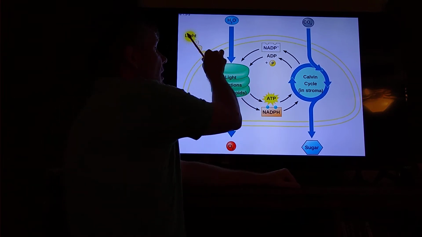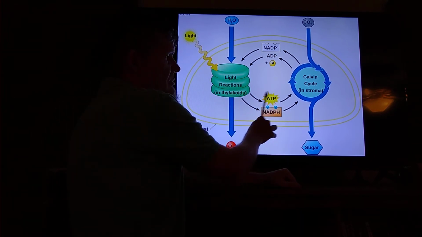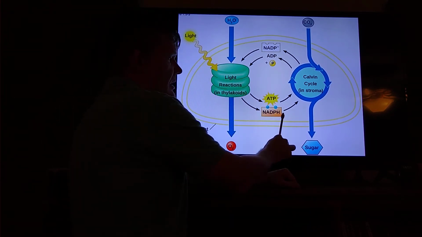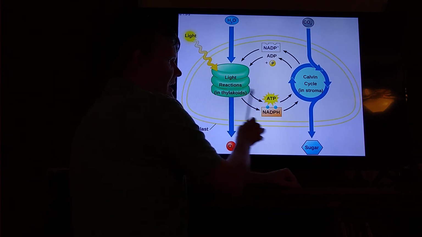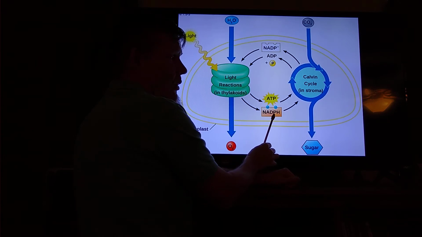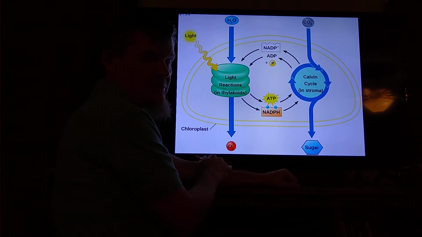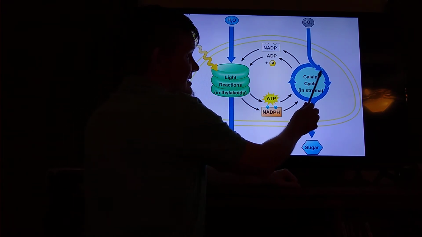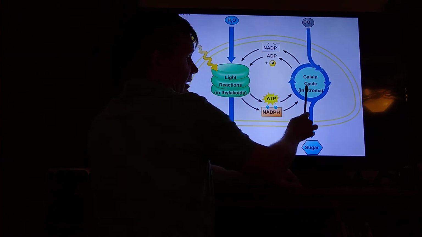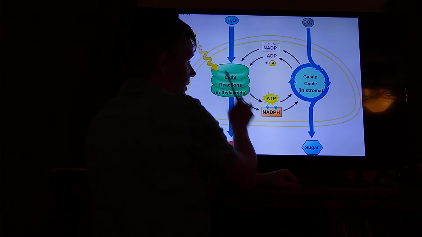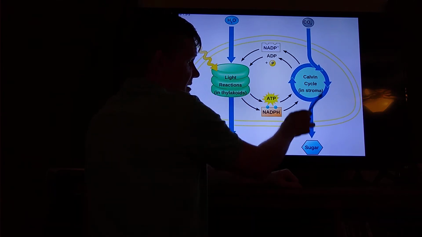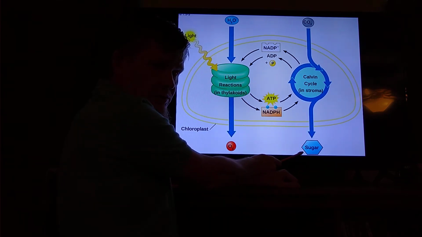So, harvest energy from light. Make high-energy molecules. These high-energy molecules, these are the light reactions. These high-energy molecules made in the light reactions are used to power the Calvin cycle, the Calvin-Benson cycle. The Calvin-Benson cycle takes carbon dioxide from the air, plus the hydrogens and energy from the light to make this stuff that we call sugar.